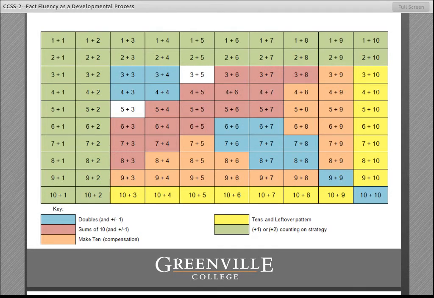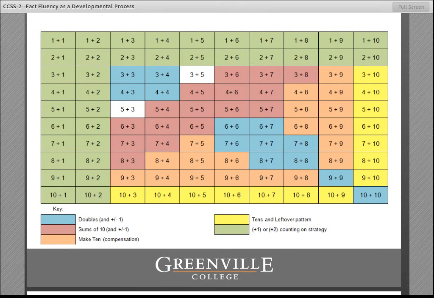The green facts can quickly be solved by either counting on 1 or 2, and counting on by these small values is actually very efficient. The blue facts are doubles or near doubles. If they combine the doubles facts, which they should know well, with a +1 -1 strategy, then these facts can be quickly solved. The red and orange facts all take advantage of sums of 10, and you'll notice from this diagram that the red and orange sections together cover a significant portion of what we would consider hard facts.